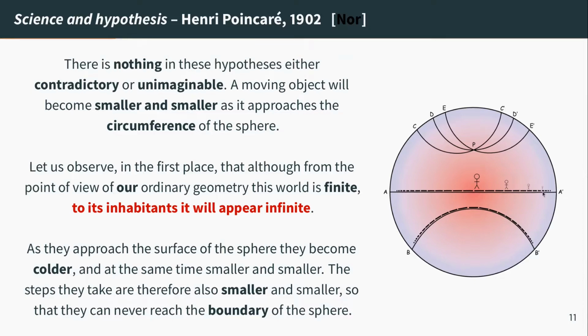Okay, and so basically, making steps after an infinite number of steps, they are still within the boundaries of the circles, if the temperature decreases fast enough. So as they approach the surface of the sphere, they become colder and at the same time smaller and smaller. The steps that they take are therefore also smaller and smaller, so that they can never reach the boundary of the sphere. So it's a kind of strange space in which Zeno's paradox is actually true. It's actually interesting.